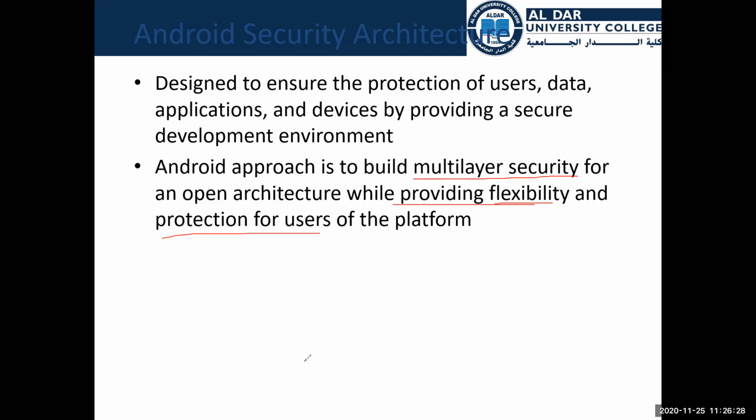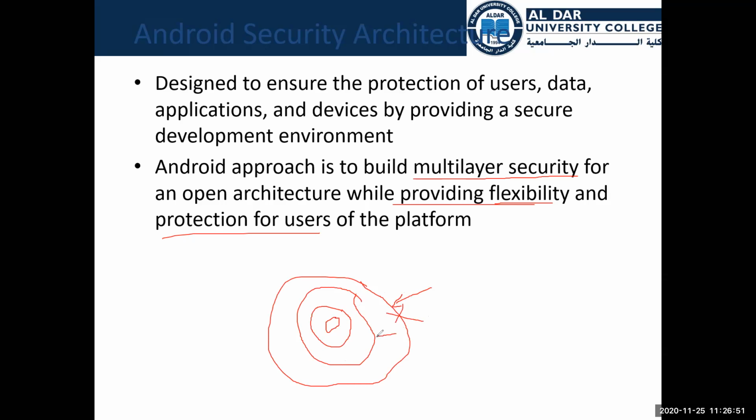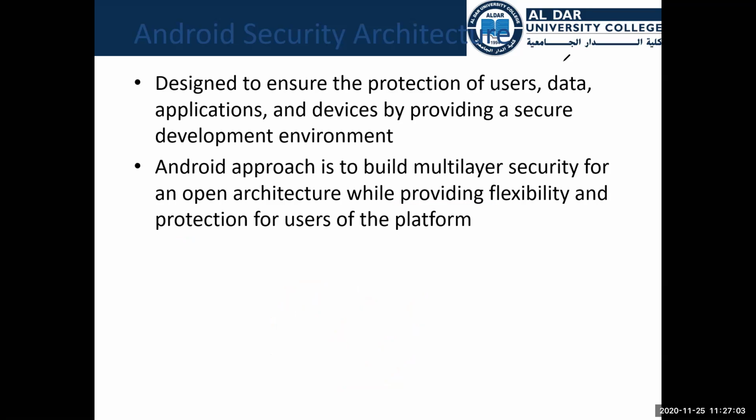Multi-layer means we have multiple layers of security. As I told you, we have defense in depth. If you hear about defense in depth, think of circles, where each circle is a layer, and you are accumulating these layers one after another. If the hacker can breach the first layer, they cannot breach the second layer, and so on. This is multi-layer architecture or multi-layer security. So the architecture of security is a multi-layer architecture. Okay?